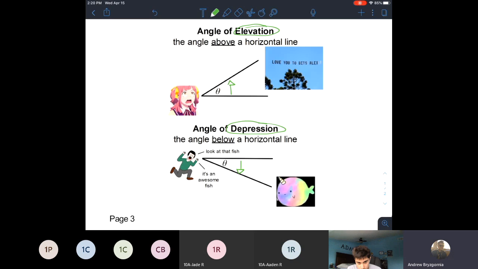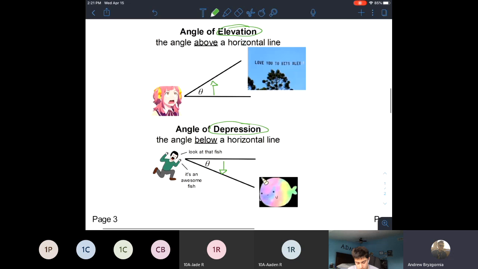So that's basically what we're going to need to know. That's helpful because a lot of times for these questions, you're going to be given a word problem with no picture, and sometimes it will actually say angle of elevation or angle of depression. That helps you understand how to draw your triangle. Okay, so I'm going to move on then.